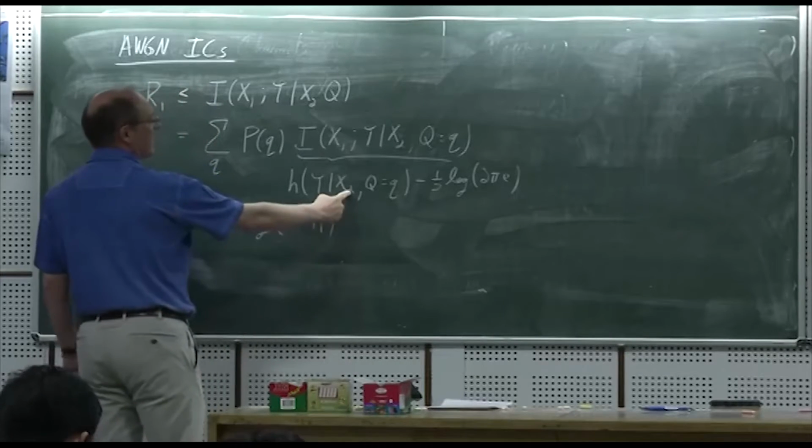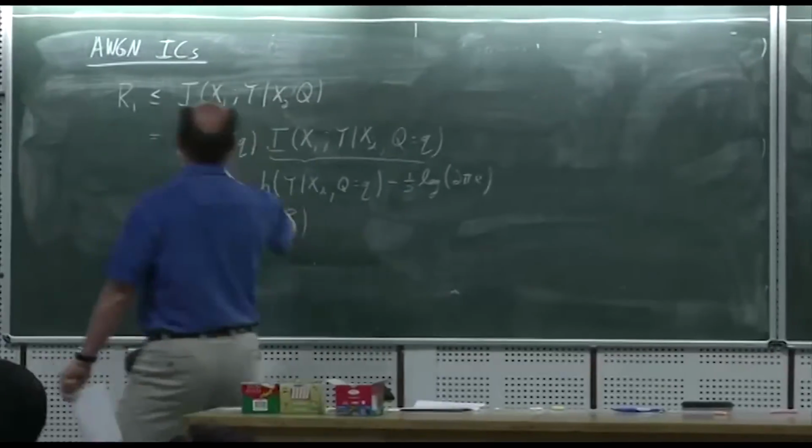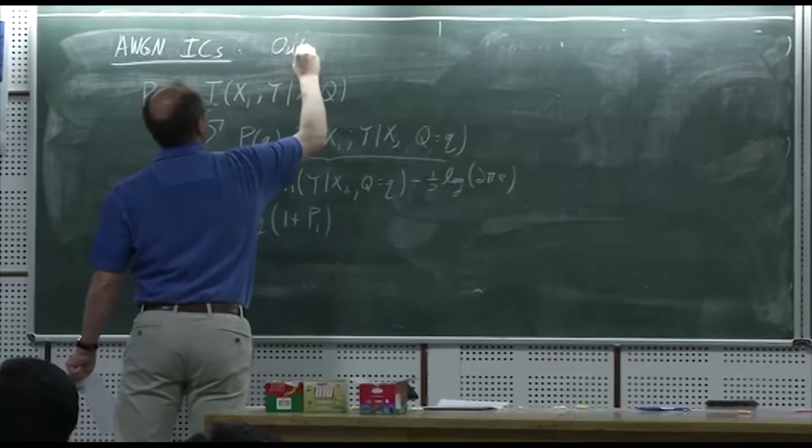Right, because here I can subtract off the X2, and I'm left with a clean channel, right? So, and that's clear that that should be an upper bound. So this is the outer bound, cut-set bound.